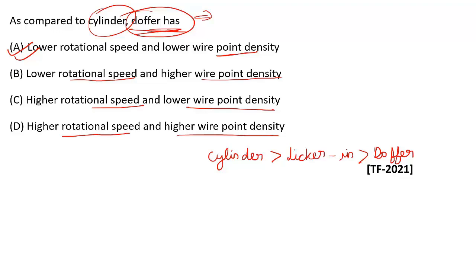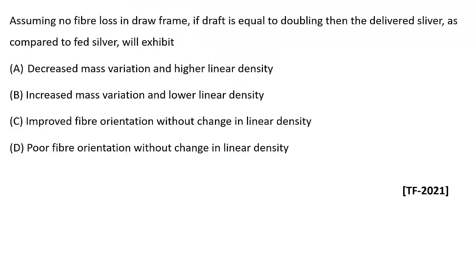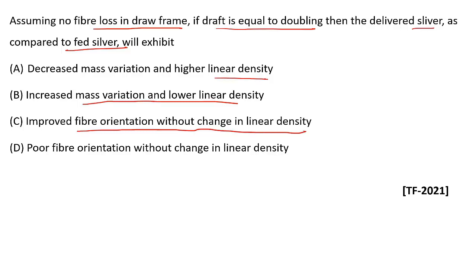Now coming to the next question. Assuming no fiber loss in draw frame, if draft is equal to doubling, then the delivered sliver as compared to the fed sliver will exhibit: option A, decreased mass variation and higher linear density; option B, increased mass variation and lower linear density; option C, improved fiber orientation without change in linear density; option D, poor fiber orientation without change in linear density. So in this case what is said is that draft is equal to doubling.